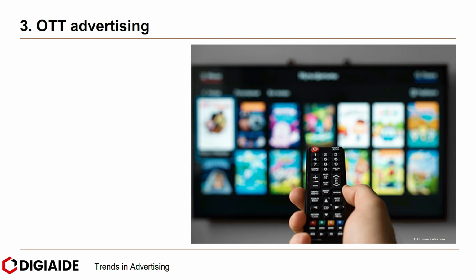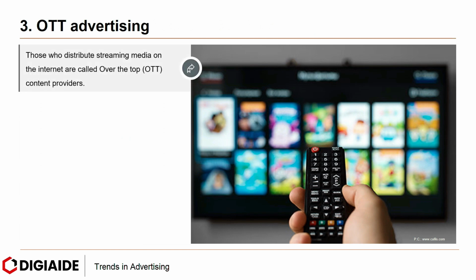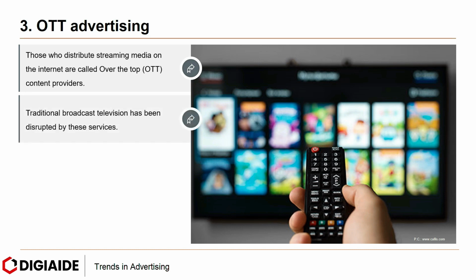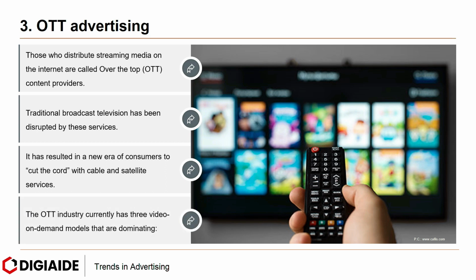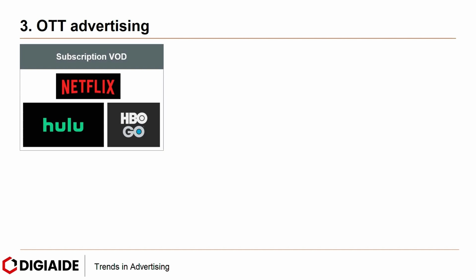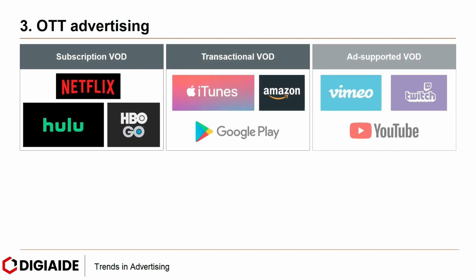Moving on to the next trend of OTT advertising. Those who distribute streaming media on the internet are called over-the-top content providers. Traditional broadcast television has been disrupted by these services. It has resulted in a new era of consumers cutting the cord with cable and satellite services. The OTT industry currently has 3 video on-demand models that are dominating: subscription VOD, transactional VOD, and ad-supported VOD.